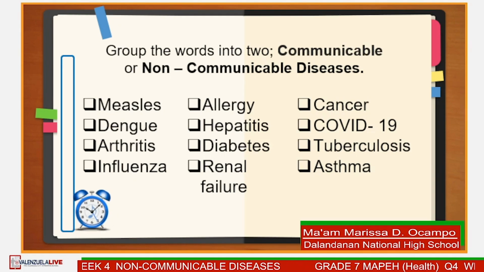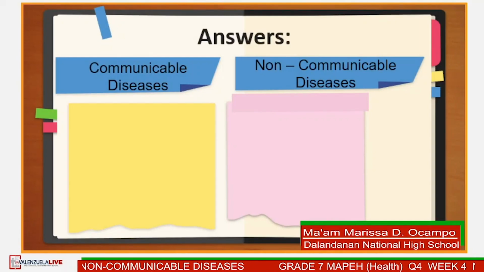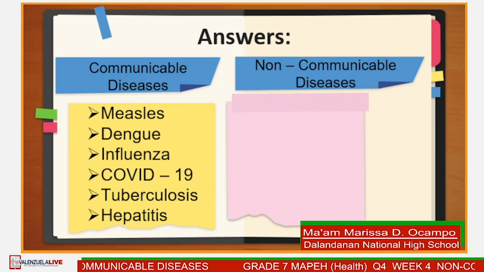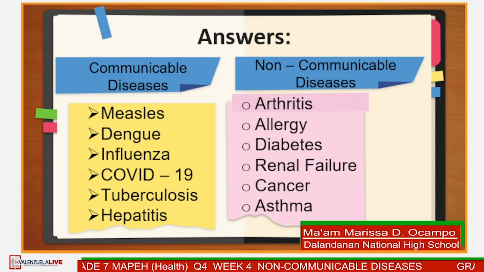Here are the answers. Communicable diseases: measles, dengue, influenza, COVID-19, tuberculosis, hepatitis. Non-communicable diseases: arthritis, allergy, diabetes, renal failure, cancer, asthma. Were you able to get the correct answers? If yes, good job, grade 7 learners!